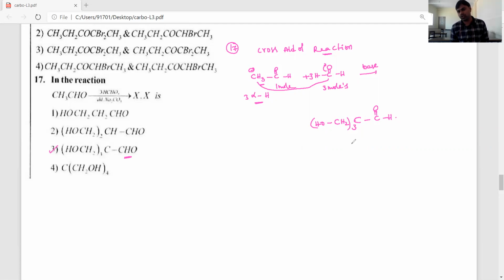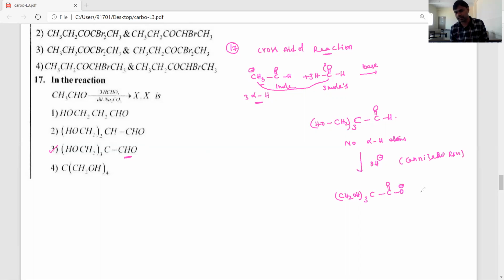Okay, this has no alpha hydrogens. Actually, they asked only up to this product. If this is treated with base again, 1 more mole of base, then it undergoes the Cannizzaro reaction. The product is (CH2OH)3C-COO minus plus (CH2OH)3C-CH2OH.